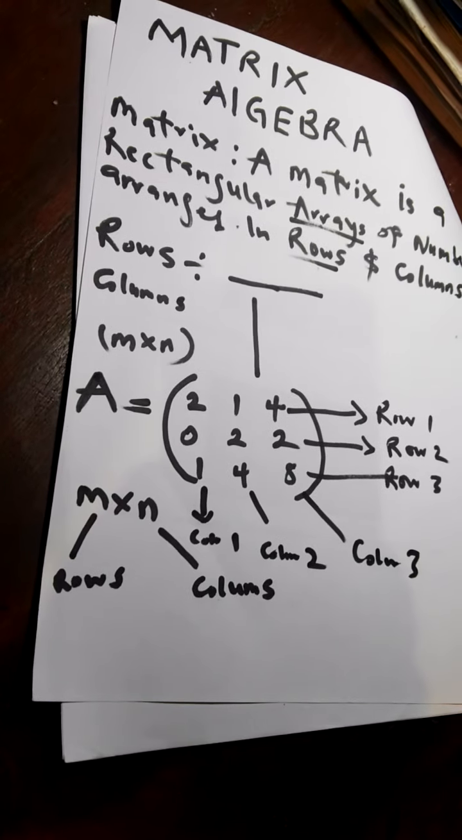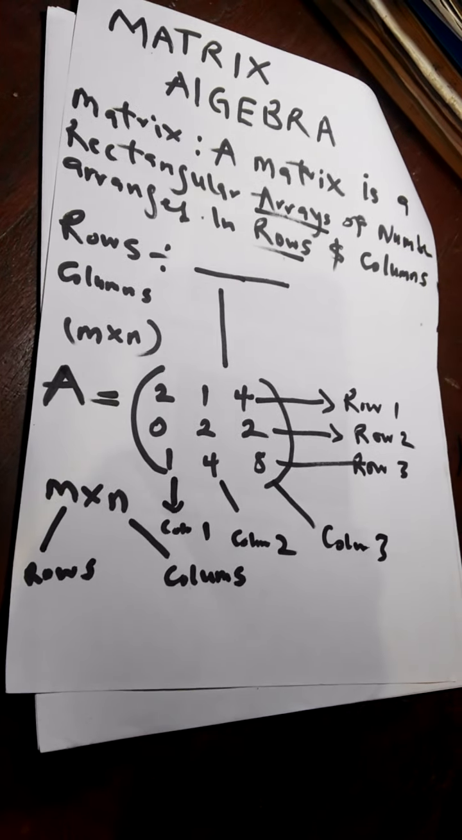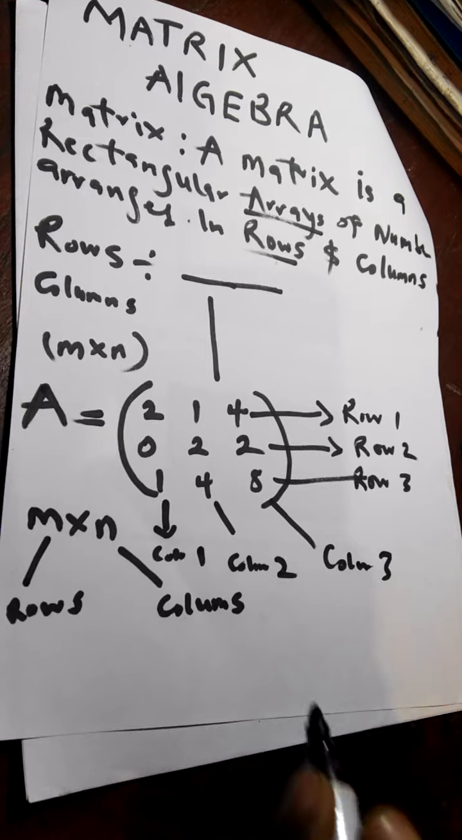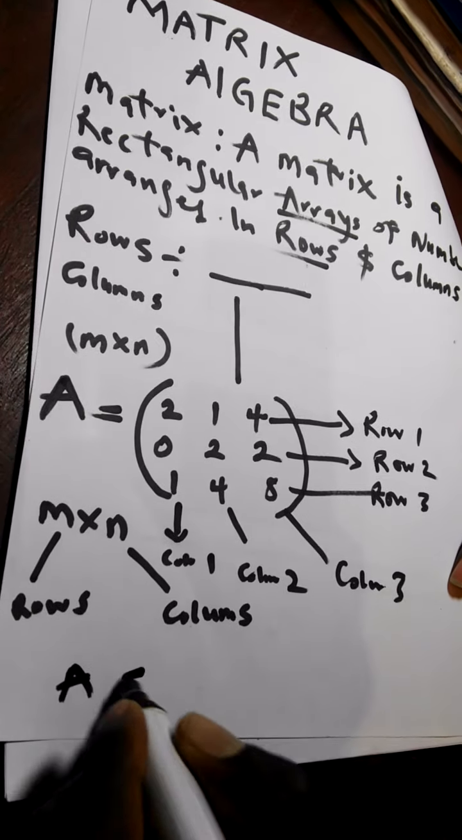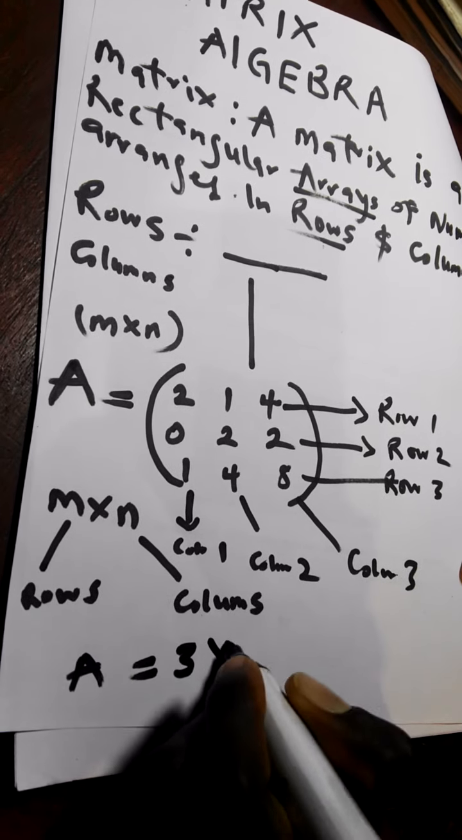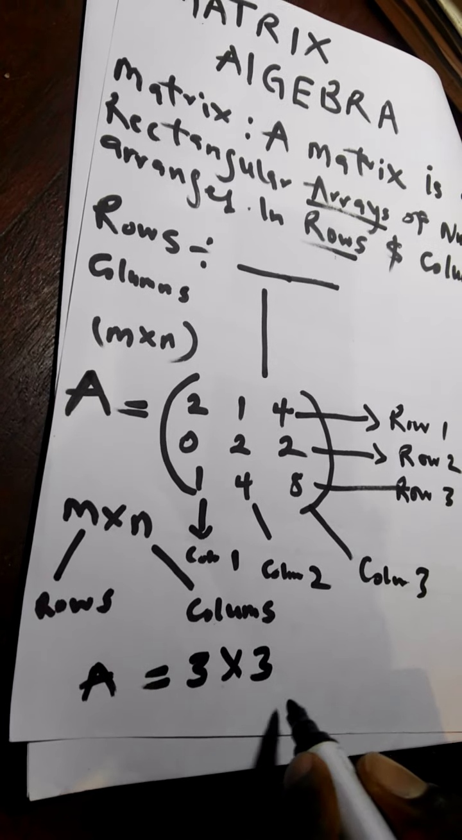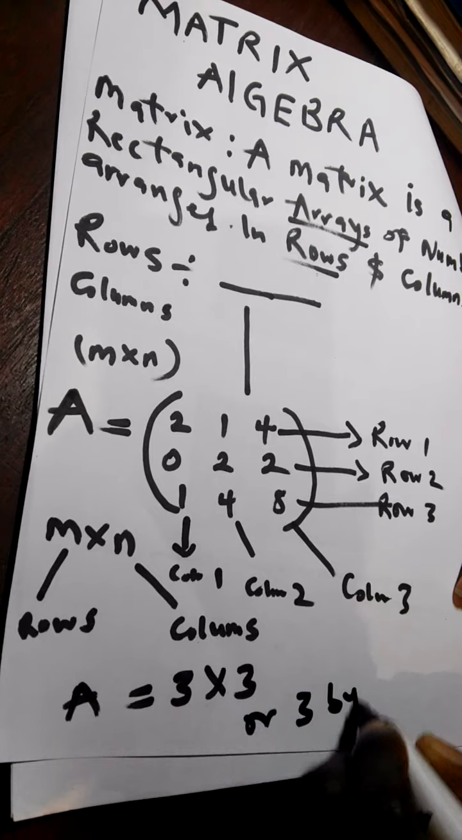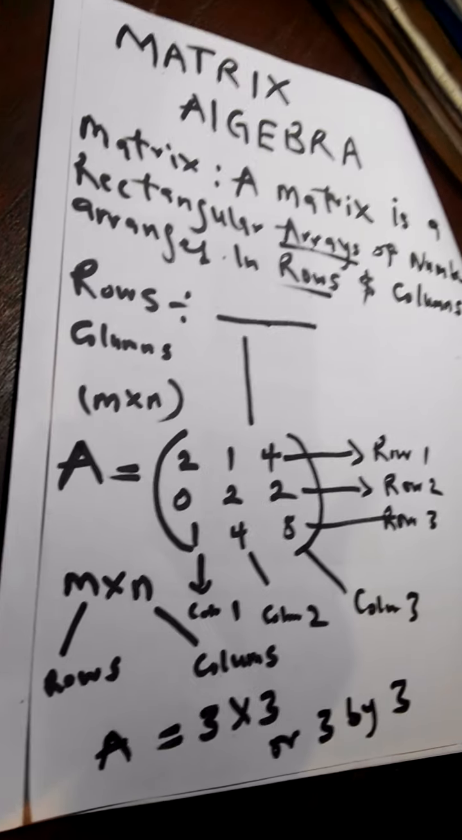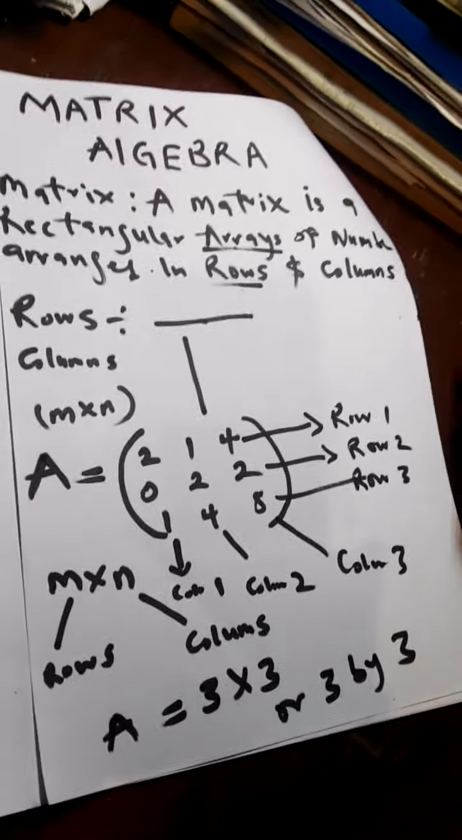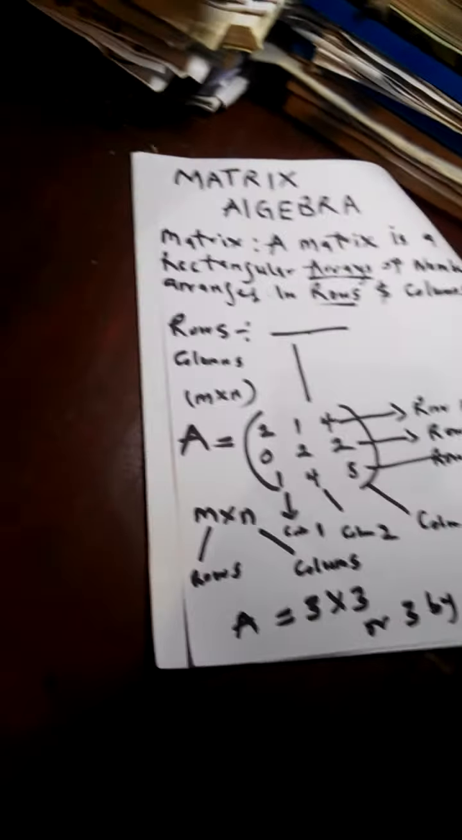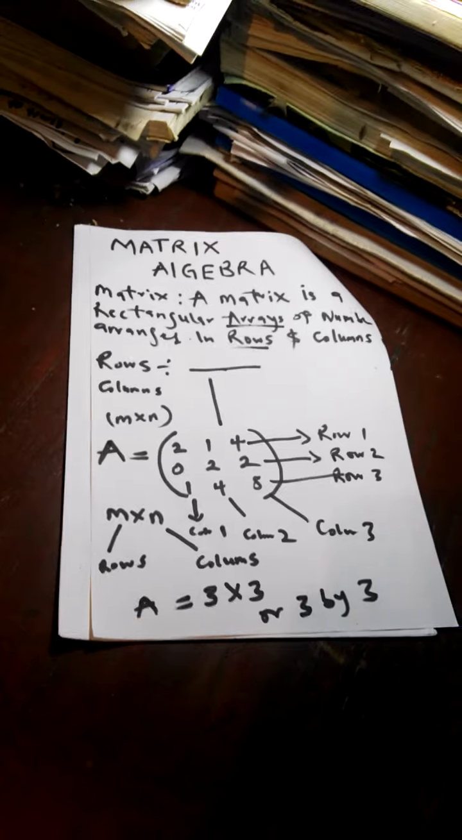Now, the order of this matrix, or you can say the dimension of this matrix A, is of order 3 times 3, or you say order 3 by 3. So the order of this matrix is 3 by 3. It's a 3 by 3 matrix. Now that is that for that.